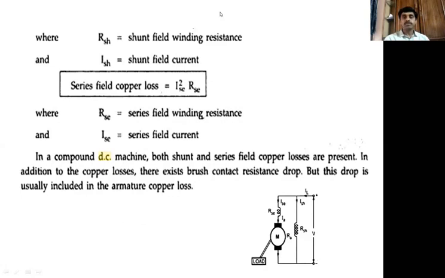With a series motor or a compound motor, we have to calculate series field copper loss, Is square Rs, where Rs is the series field winding resistance and Is is the series field current. A compound machine has both series field and shunt field, so it has both series field copper loss and shunt field copper loss. Along with this copper loss, there is a brush contact resistance drop. Generally, this drop is very small and is included in the armature copper loss.